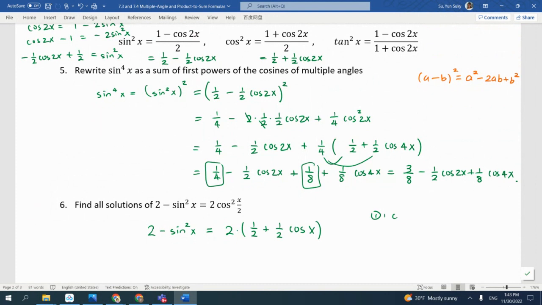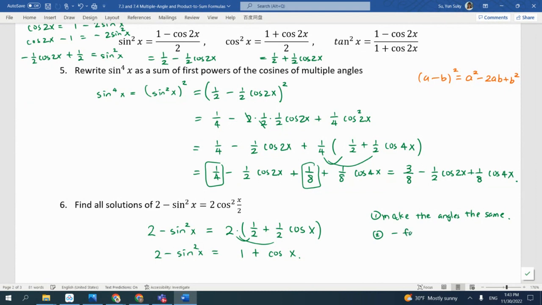So here we make the angles the same. So this is 2 minus sine square equals 2, distribute. 2 times 1/2 is 1, and 2 times 1/2 is 1. Right, everybody? So step 1, make the angle be the same. No, this is cosine x, right? Yes, my mistake. That's step 1.